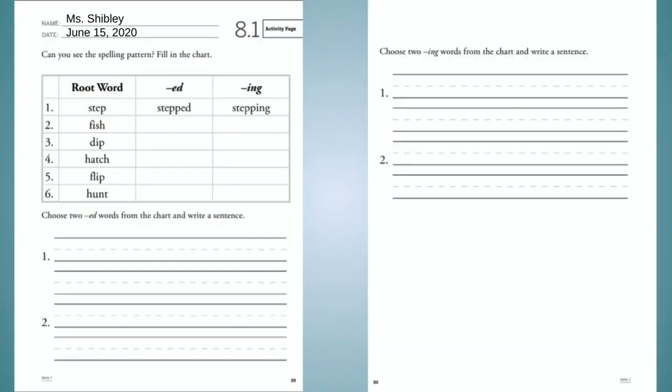Now you're going to do some practice on your own on page 8.1. You're going to write your name at the top, and today's date is June 15th, 2020. Go ahead and pause the video so that you can get your materials ready.